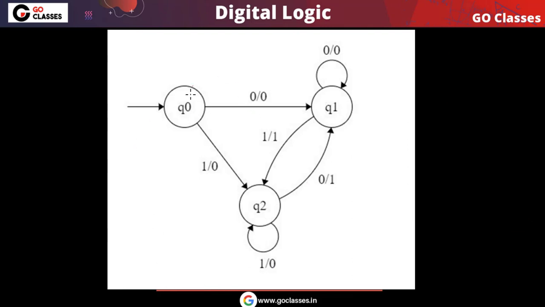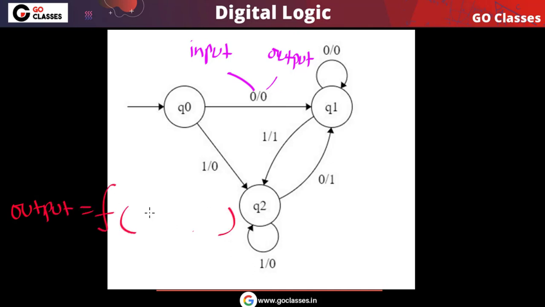You can notice that in this you have a set of states. Three states you have, Q0, Q1, Q2. These are the three states. Now all you have to check is the output function. Output depends on your current state and your input. This is your input and this is your output. So the output depends on two things. Output is a function of state, comma, the input alphabet.